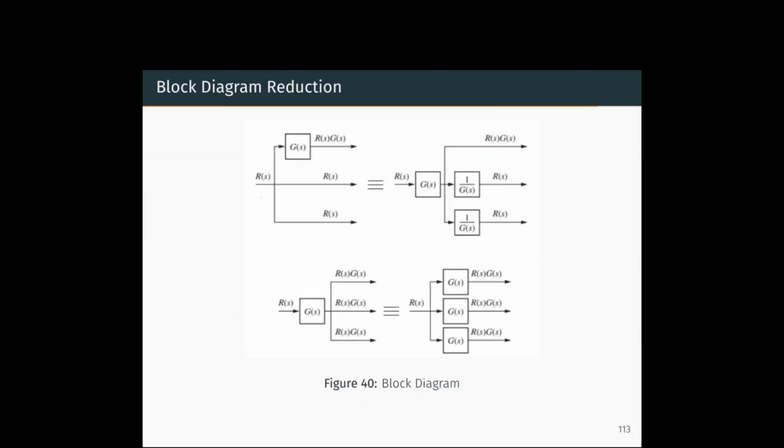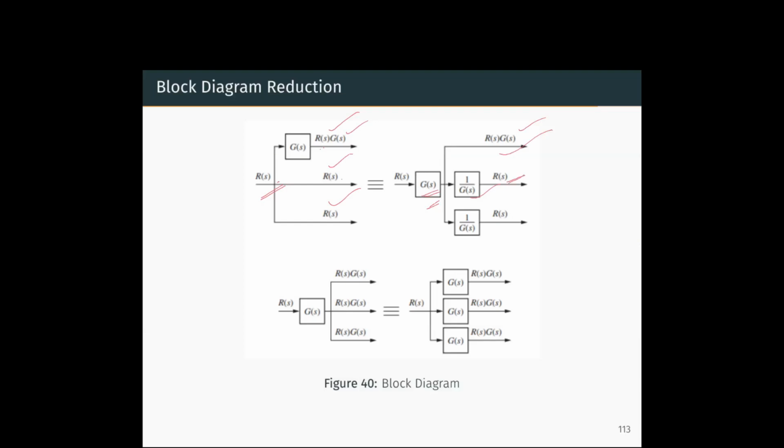Similarly, when a pickup point is there. Here on the left hand side, we have r of s, g of s, and r of s. When we are moving the pickup point to the right of the block g of s, you can directly pick up because it is the same signal, r of s, g of s. But here it will be multiplied with g of s. So after the pickup point, we will have to multiply with 1 by g of s to cancel out the effect of that multiplication of g of s here.